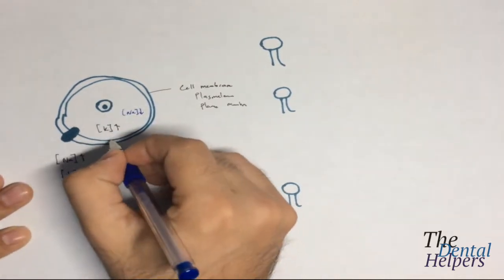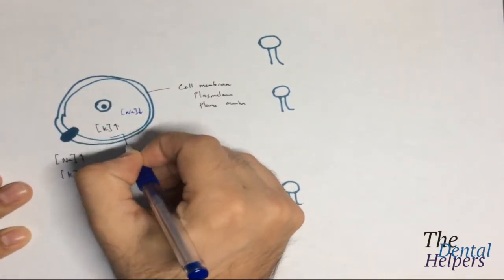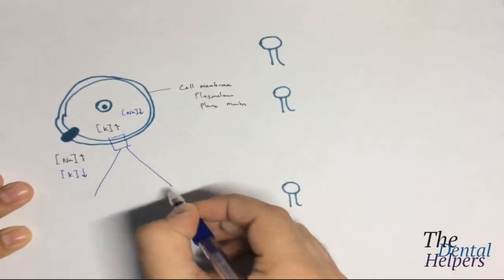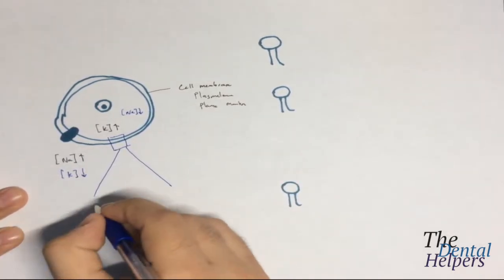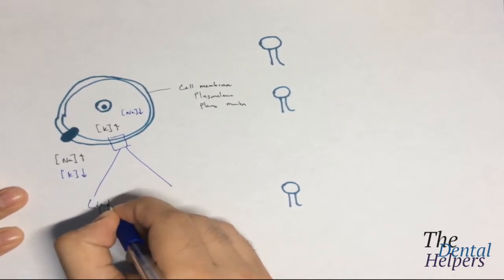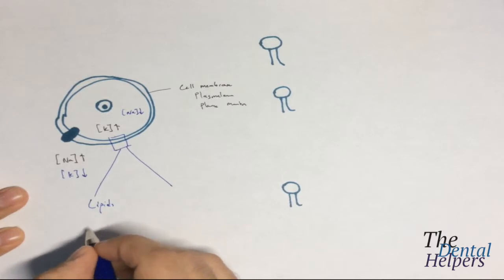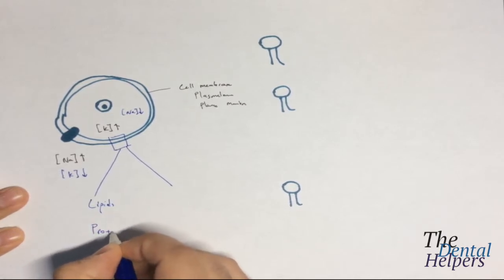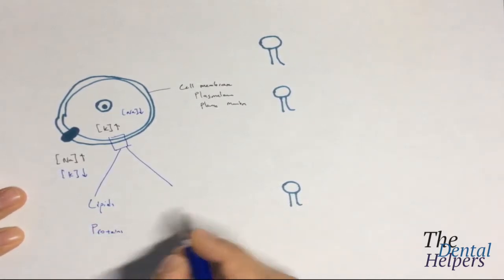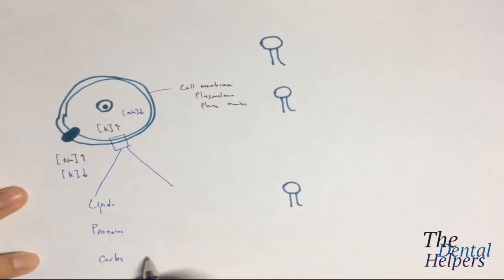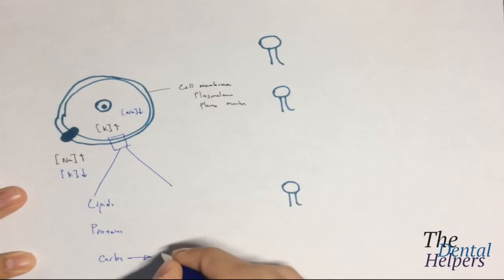Now if we were to look at the cell membrane and kind of blow it up, we can see what it's made of. So it's basically made of lipids, proteins, and carbs. In terms of the carbohydrates, it's going to be in the lowest amount.